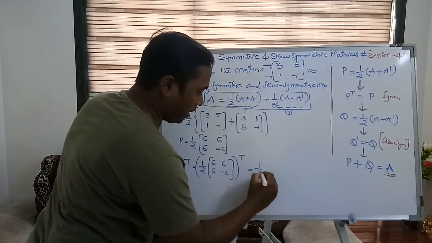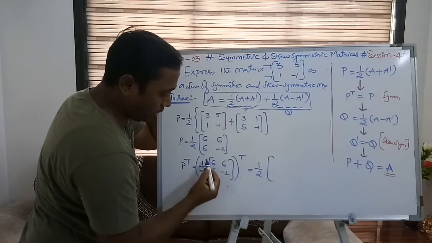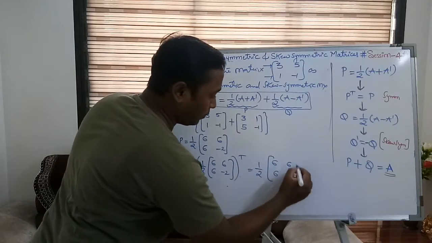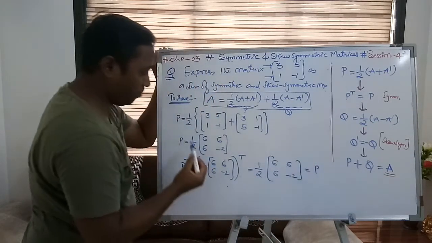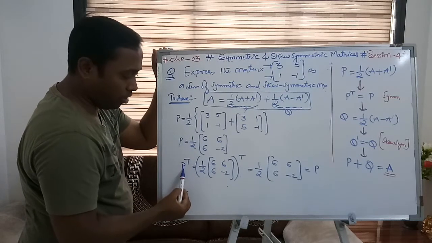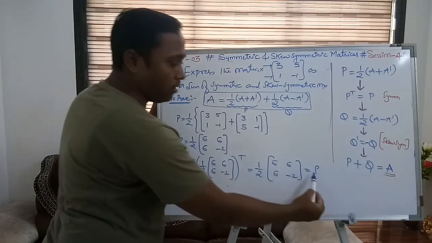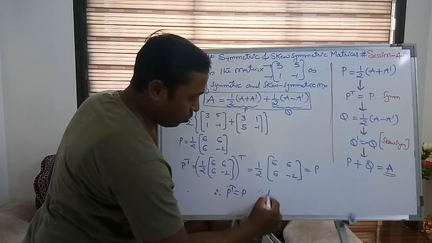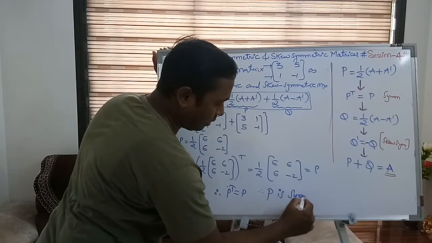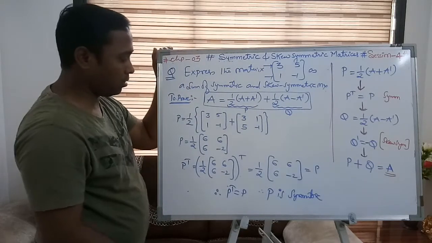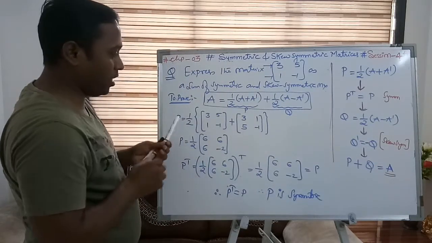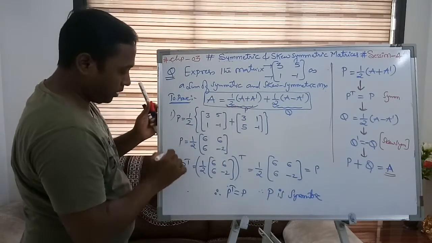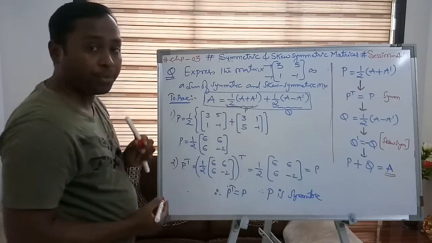We take its transpose. So ultimately it is half of, by transposing this, the row becomes the column, the second row becomes the second column, it's again a P, you can see. This is P. After doing the transpose also, I am getting the same answer. So I can say here, P transpose is equal to P, therefore P is symmetric. This is step 1. Here I have done step 1. Step 2, I have proved this is symmetric.